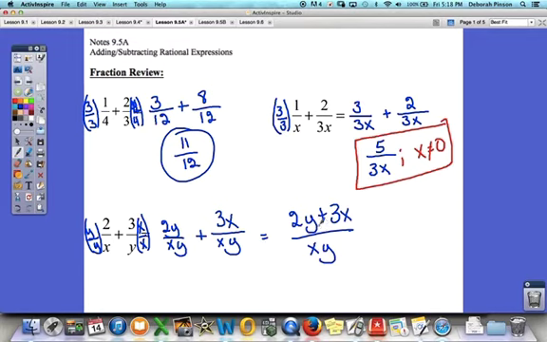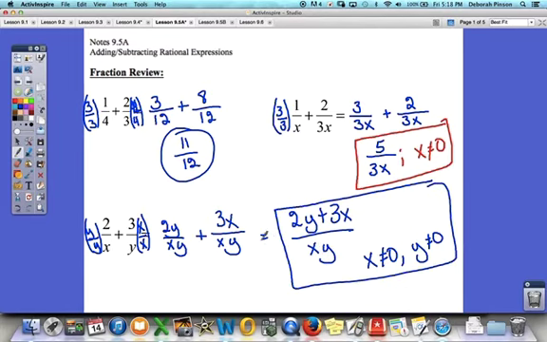Now that's great, that's my answer. My restrictions are x cannot equal 0, because if x is 0, it would make the whole denominator 0, because 0 times anything is 0. And y cannot equal 0 for the same reason. If y is 0, 0 times anything is 0, it'll make the whole thing be undefined.